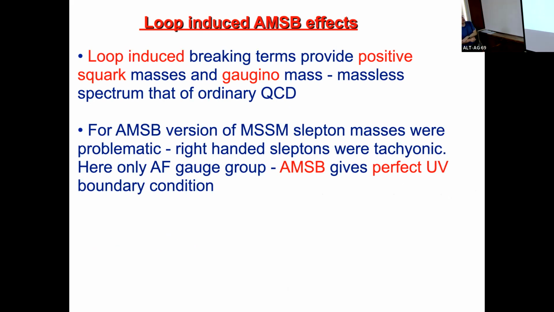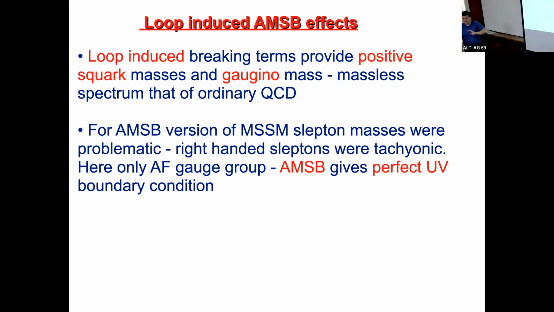Okay, so this is what I was just telling you. The loop-induced terms give you a massless spectrum exactly like in ordinary QCD. Now, if any of you remember the AMSB version of the MSSM, it was actually very problematic, because you had slepton masses that didn't couple to the right-handed sleptons. They didn't couple to a non-abelian gauge group, only to an abelian one. So they actually were tachyonic.